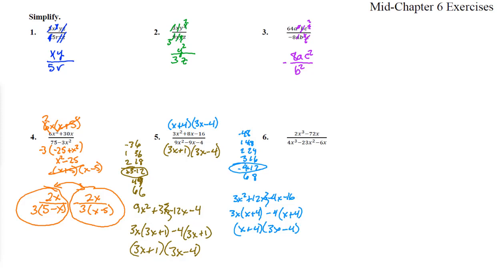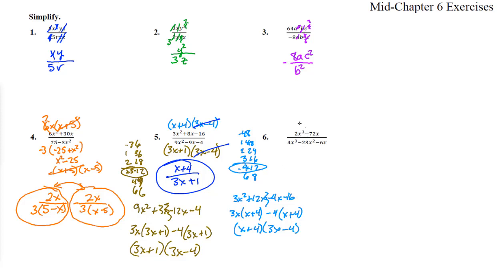Okay, so let's look and see. Can we cancel anything? Yeah, those 3x minus 4's go away, and we're left with x plus 4 over 3x plus 1. And that is the solution for number 5. Okay, number 6.